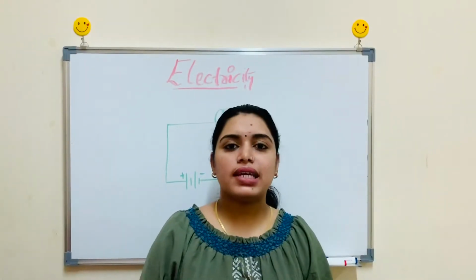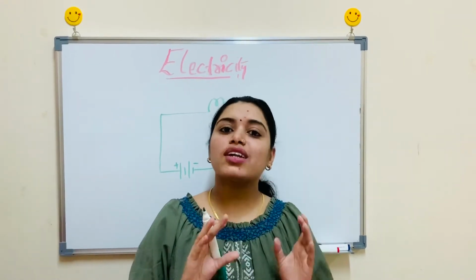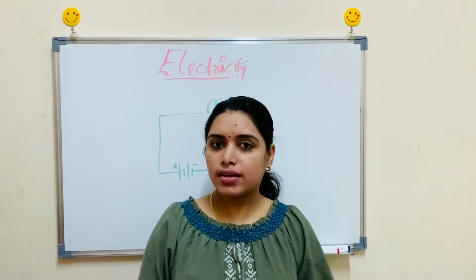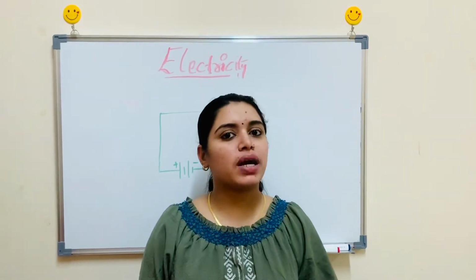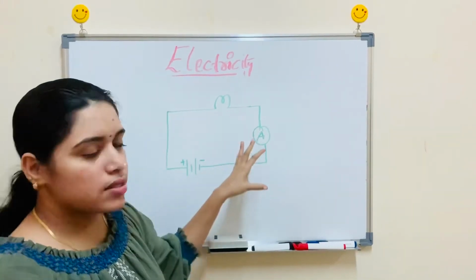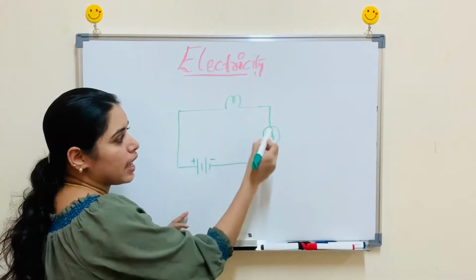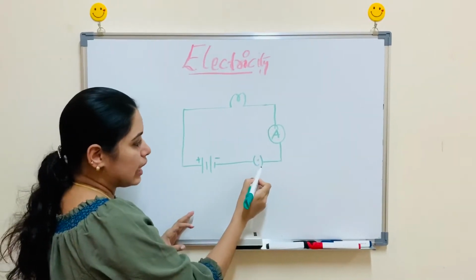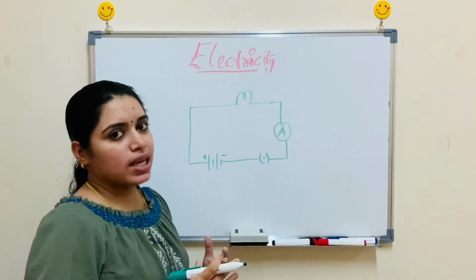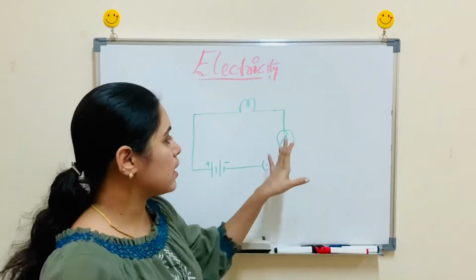Now we can study what is an electric circuit. A continuous and closed path of electric current is called an electric circuit. This is a schematic diagram of an electric circuit. It consists of a bulb, an ammeter, a key and a cell. What is an ammeter? An ammeter is a device which measures the current. An instrument to measure current is called an ammeter.